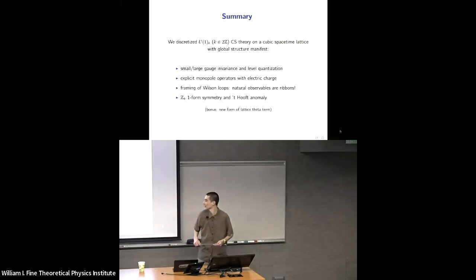Okay, so just to summarize the construction, we really just discretize U(1) level k, with k even, on the cubic spacetime lattice, but with particular attention paid to the global structure. So we have small and large gauge invariance, we have level quantization, we have monopole operators with the correct electric charge. The observables in this theory are framed Wilson loops. They're literally ribbons. We have the one form symmetry and its anomaly, which we can use to compute Wilson loop correlation functions. And we have this connection to this new form of the lattice theta term.